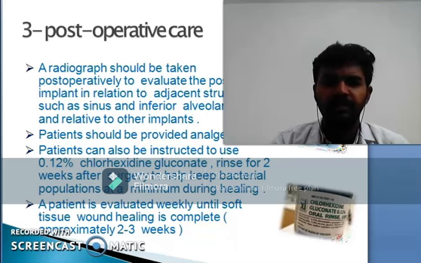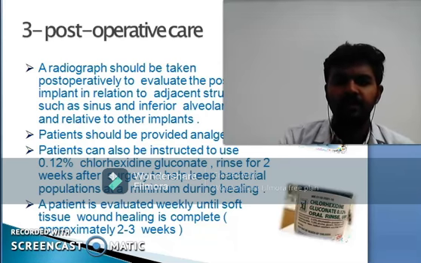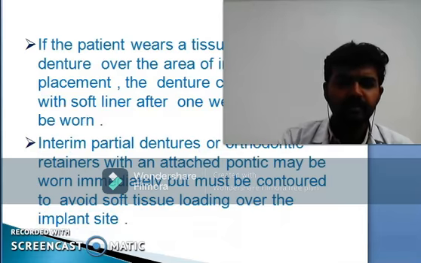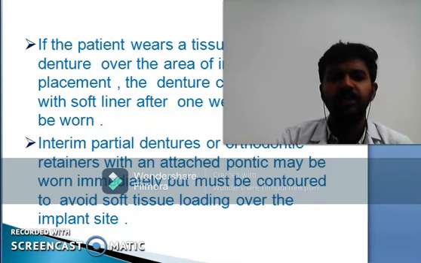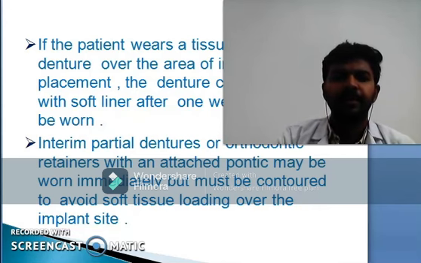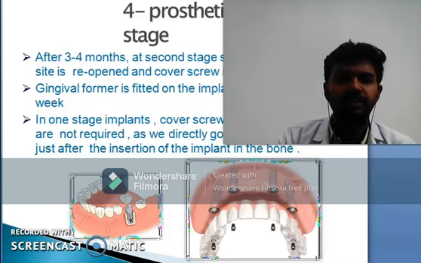The patient is evaluated weekly until soft tissue wound healing is complete. If the patient wears a tissue-bound denture over the area of the implant, the denture can be relined with a soft liner after 1 week and may be worn. Interim partial dentures or orthodontic retainers with an attached pontic may be worn immediately but must be contoured to avoid soft tissue loading.